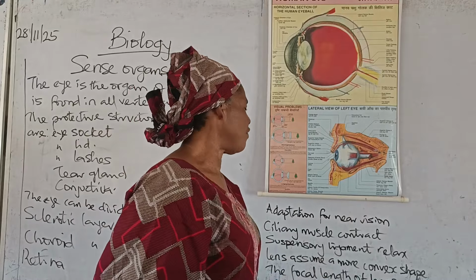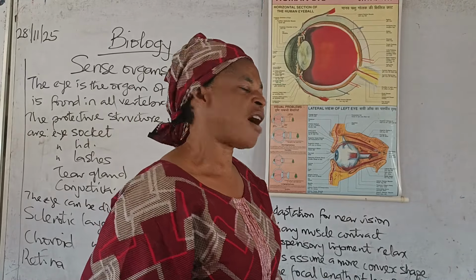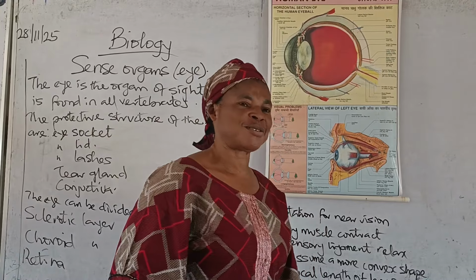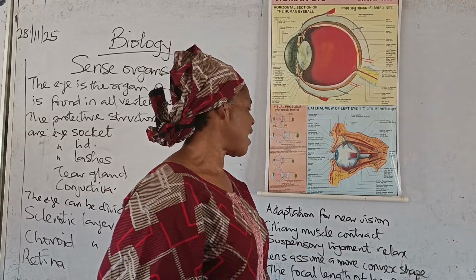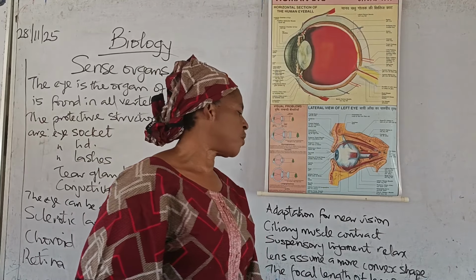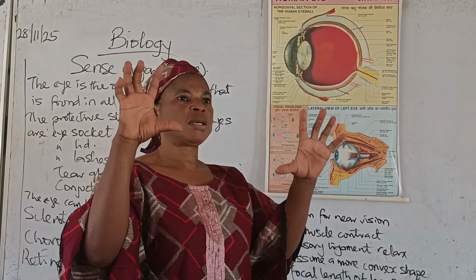And then we also have adaptation for far vision. The ciliary muscles relax, the suspensory ligaments contract, and then the lens now assumes a more concave shape, and then the focal length is now enlarged.